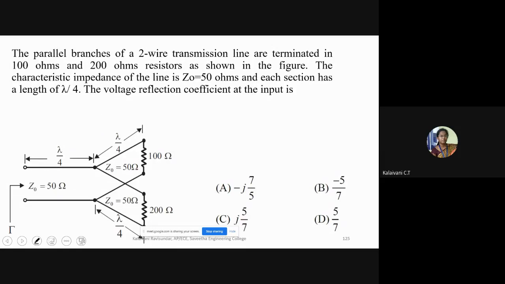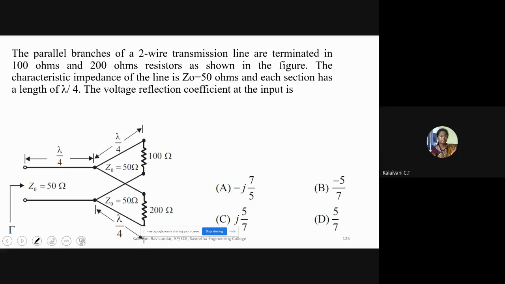Question 28: a parallel branch of two-wire transmission line is terminated in 100 ohms and 200 ohms resistance as shown in the figure. The characteristic impedance of the transmission line is 50 ohms and each section has a length of lambda by 4. The voltage reflection coefficient, so we have to find the voltage reflection coefficient, that means K.